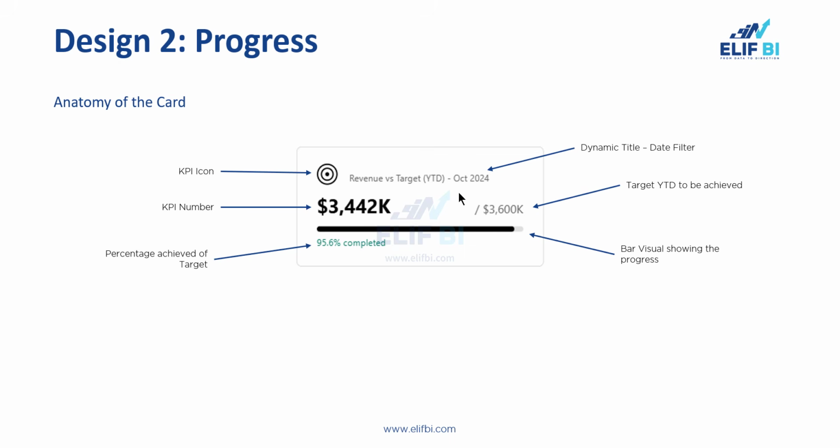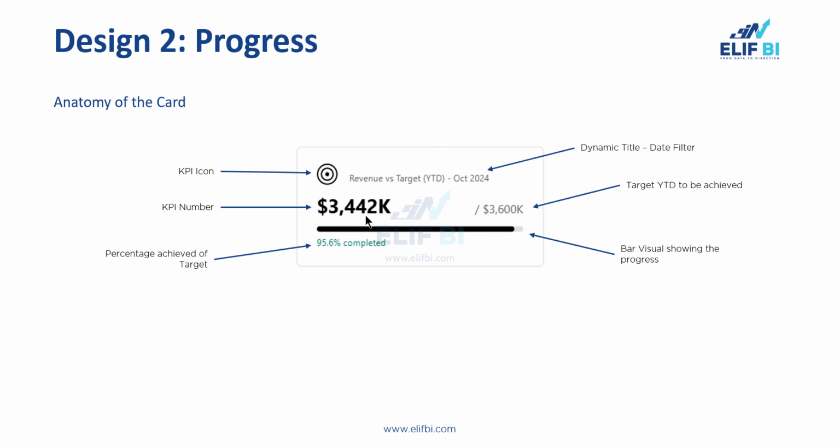If we look at the anatomy of the card, it's quite simple. We've got the KPI icon that could be specific to your metric. We've got the dynamic title with the date filter. So we have got revenue versus target. What are we measuring? We are measuring year-to-date. We are very explicitly defining that in the title. And what is the month for that? That is October 2024.